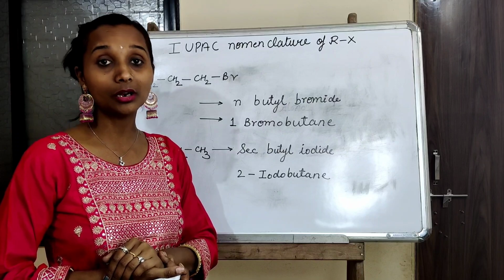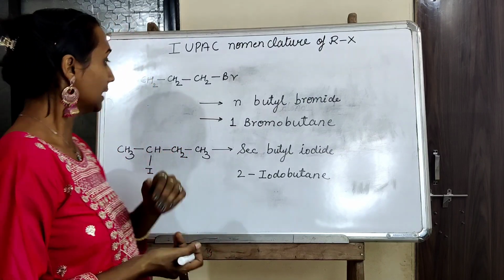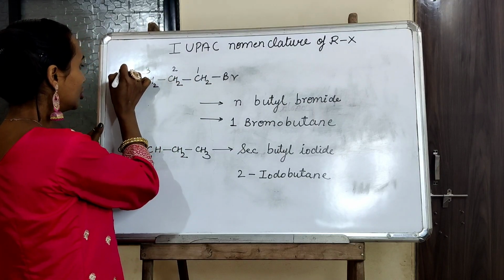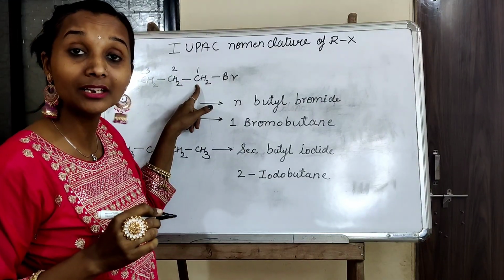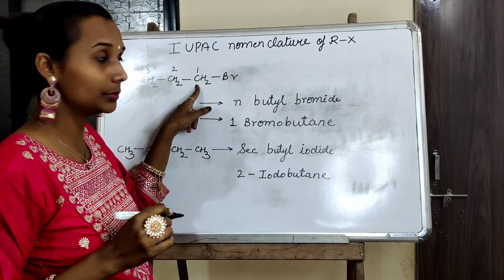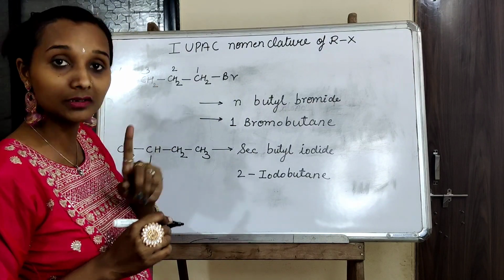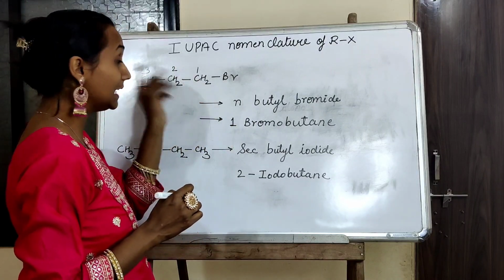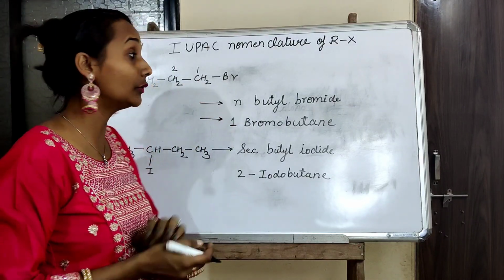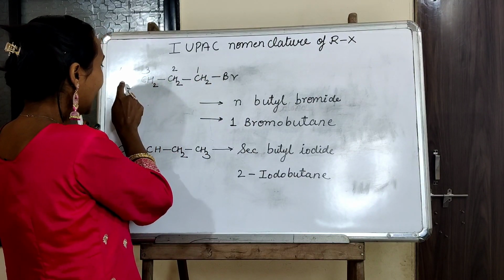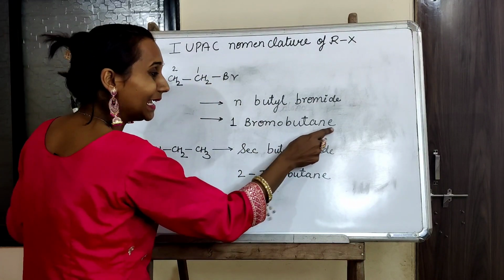Whereas if we talk about its IUPAC name, then let us number the carbon chain, and we'll start the numbering from the functional group. So the first carbon which is attached to the functional group will get the first number. So the IUPAC name of this compound will be 1-bromobutane, and all are single bonds, so ane.